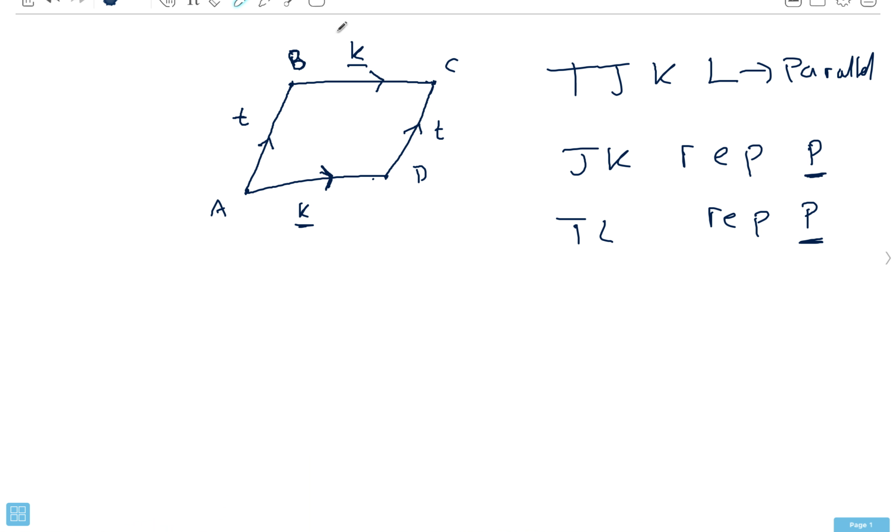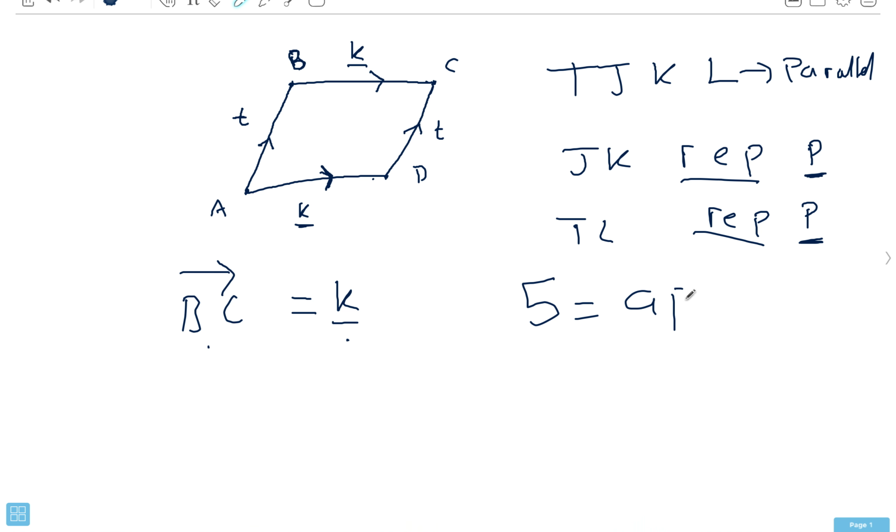Now, notice that I've always said represents. I haven't written BC is equal to K. I don't write BC is equal to K. There's two reasons. The first reason is because this is a different mathematical object to that. It's like saying 5 is equal to apples.